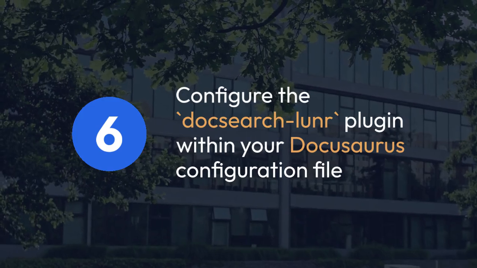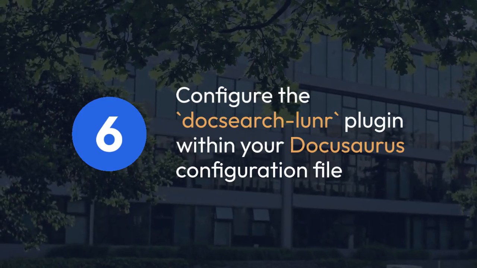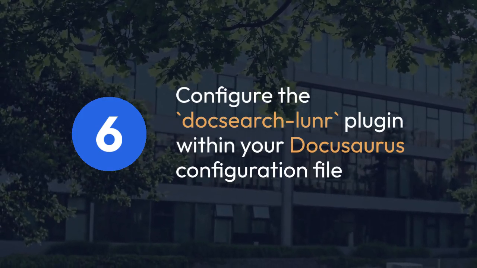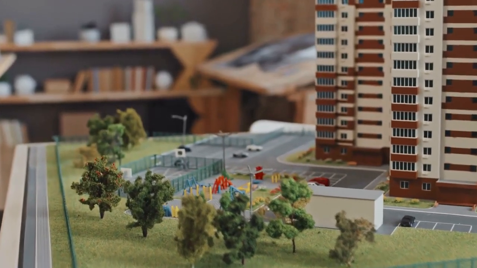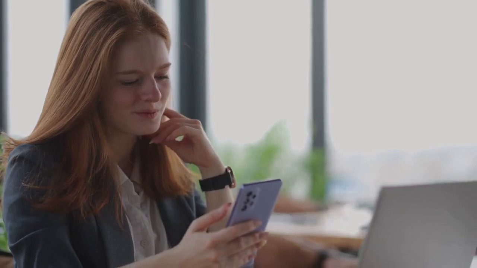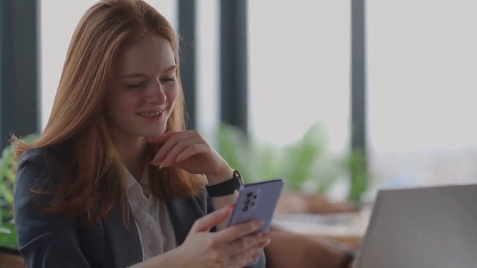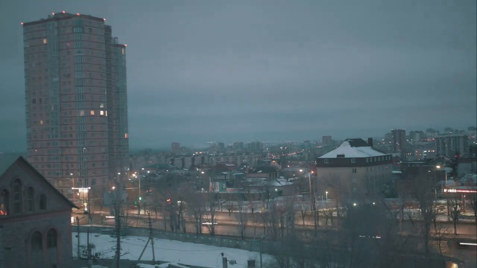6. After installation, you'll need to configure the DocSearch Learner plugin within your Docusaurus configuration file, usually docusaurus.config.js or docusaurus.config.mjs. This involves providing your Algolia application ID, index name, and search API key obtained from your Algolia account.